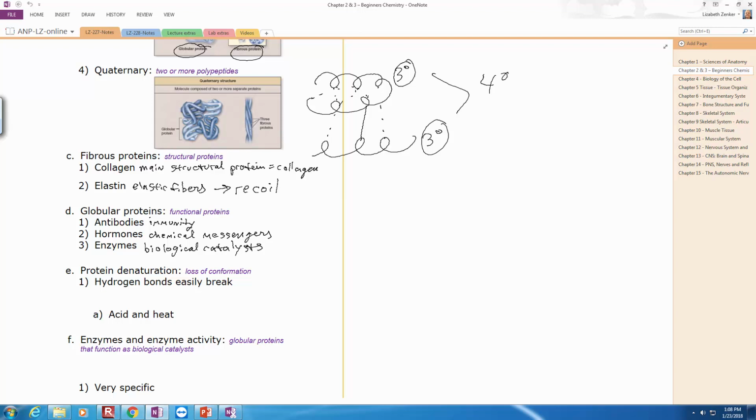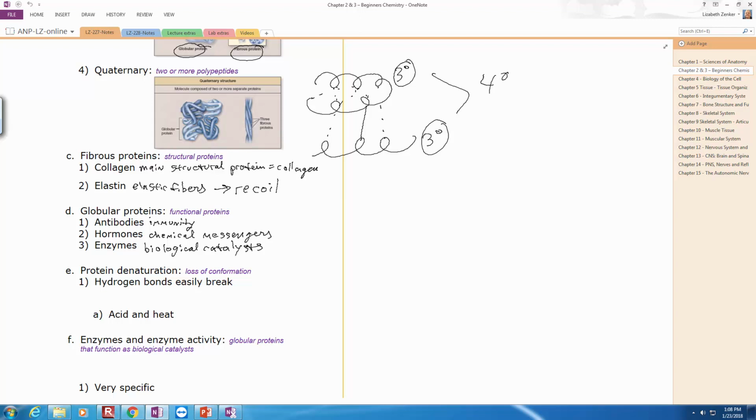So if the heat is too high, remember the example, you take an egg, you crack it, you put it in the pan. The protein part of that egg is the egg white part, which is the clear part when it's not cooked. But when you cook it, you add heat to it, it turns white. Okay, that's the protein that you've changed its conformation. It's not the same as what it was when it was the liquidy stuff.